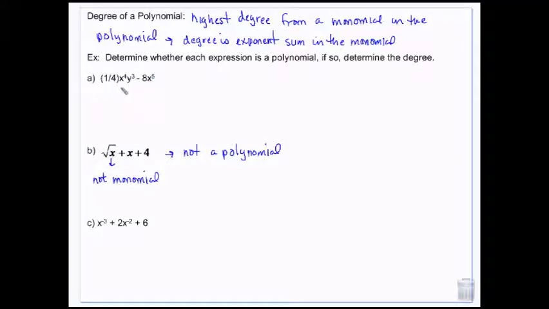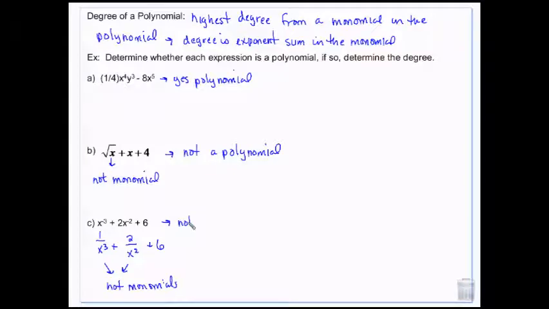Here we're good. So this is a polynomial. And then here I have x to the negative third. Well, that's 1 over x to the third plus 2 over x squared plus 6. I have variables in the denominator, so these are not monomials. So this is not a polynomial. If it's not a polynomial, there's no degree.